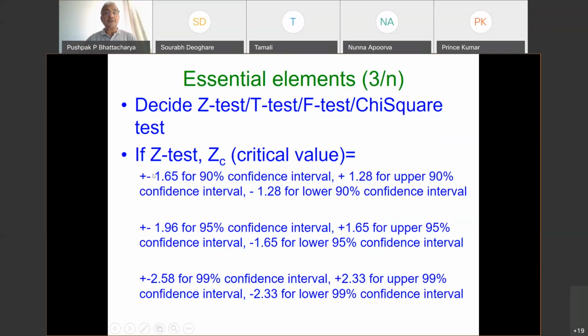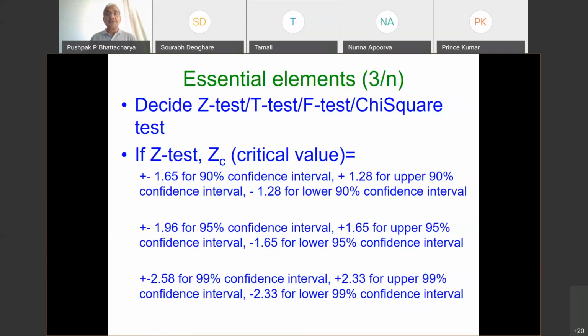The most common test used is the Z-test. In case of the Z-test, the critical value of Z is minus and plus 1.65 for 90% confidence interval, plus 1.28 for upper 90%, and minus 1.28 for lower 90%. For 95% confidence interval, it is minus and plus 1.96. For 99% it is minus 2.58 and plus 2.58. There are corresponding values for upper and lower interval tests.